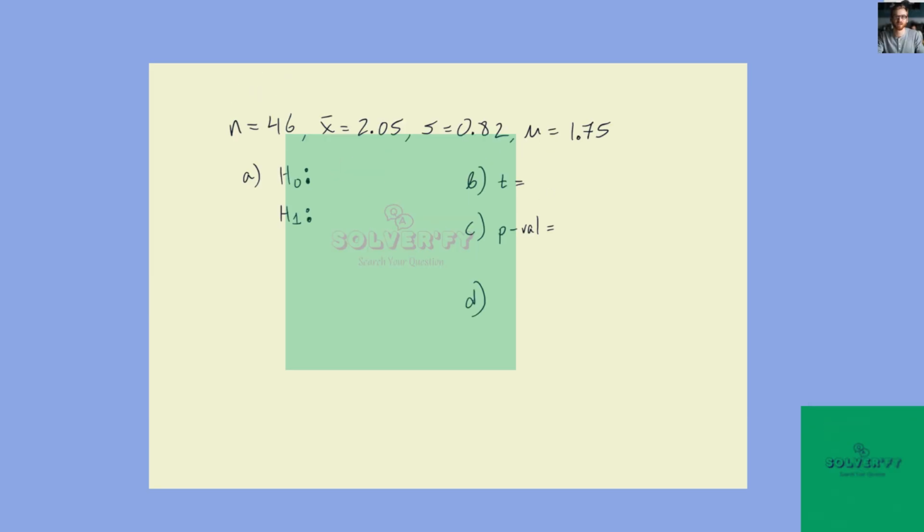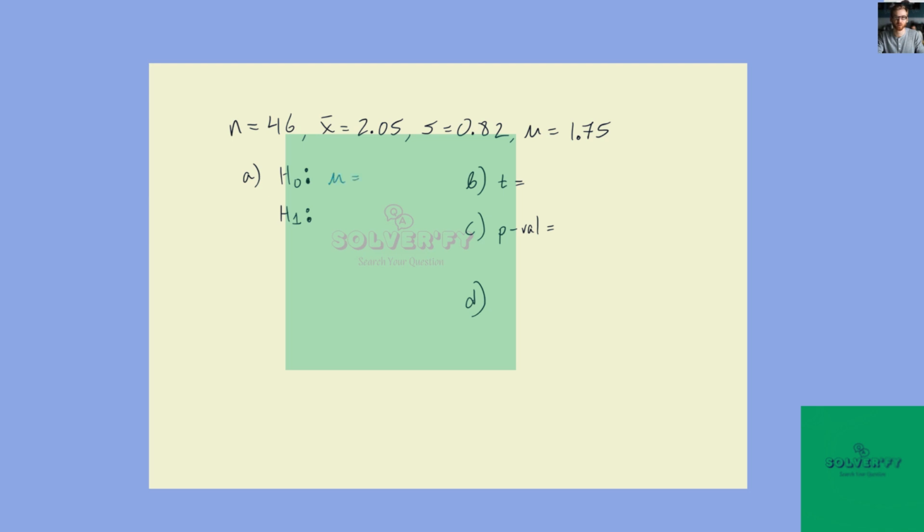This problem says a random sample of 46 adult coyotes in a region of northern Minnesota showed the average age to be a sample mean of 2.05 years with a sample standard deviation of 0.82 years. However, it is thought that the overall population mean of coyotes is 1.75 years. Does the sample data indicate that coyotes in this region of northern Minnesota tend to live longer than the average 1.75 years using a level of significance of 0.01?